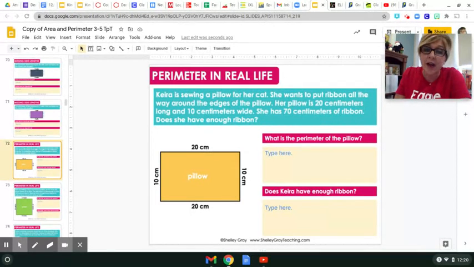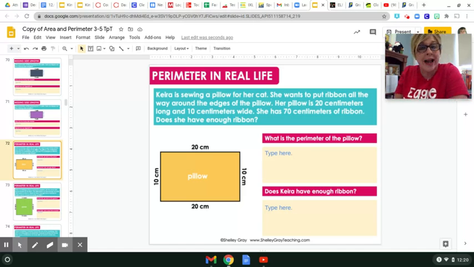It says Kira is sewing a pillow for her cat. She wants to put ribbon all the way around the edges of the pillow. Her pillow is 20 centimeters long and 10 centimeters wide. She has 70 centimeters of ribbon. Does she have enough ribbon? Okay, I know that perimeter is the distance around.